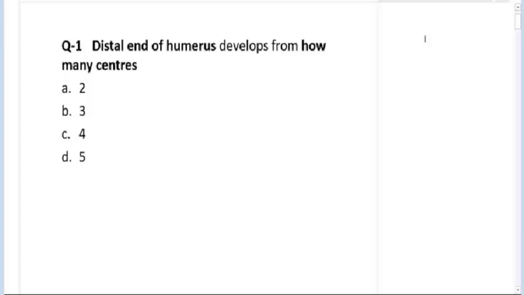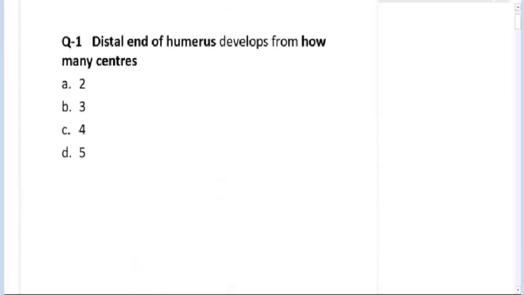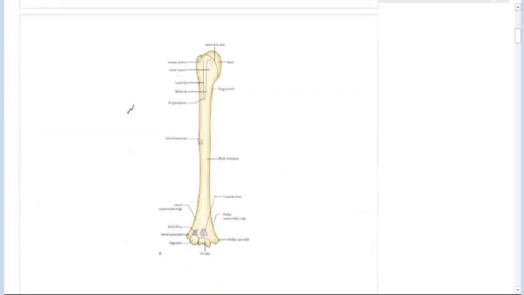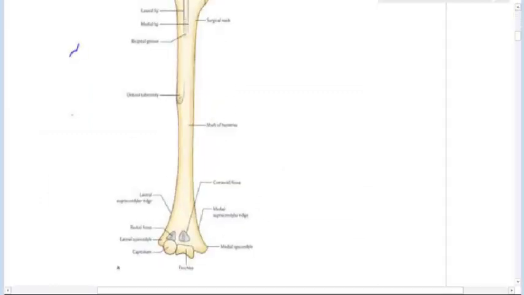So let's discuss CBT. First question is, distal end of humerus develops from how many centers? Choices are 2, 3, 4 and 5. To understand this, first we see the distal end of humerus. This is the picture of humerus showing various parts of the humerus.